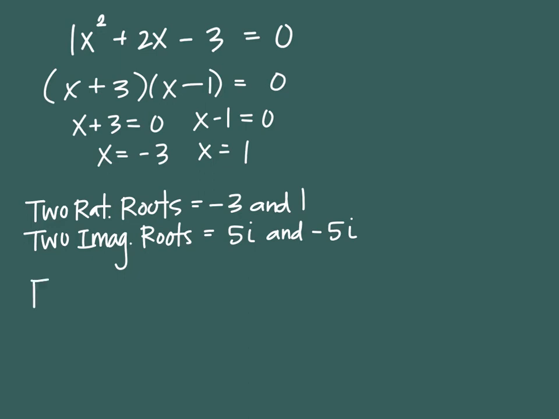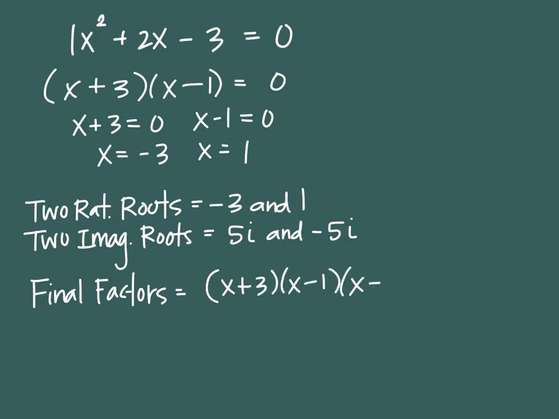And so my final factors is 1 parenthesis for each. So x plus 3, x minus 1, x minus 5i, x plus 5i. So you tell me, where does this graph cross the x-axis?